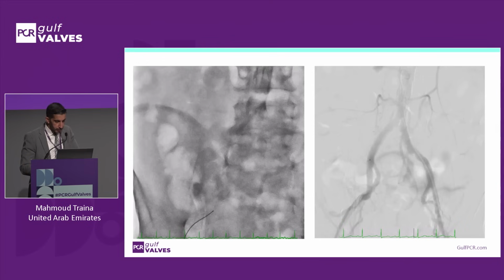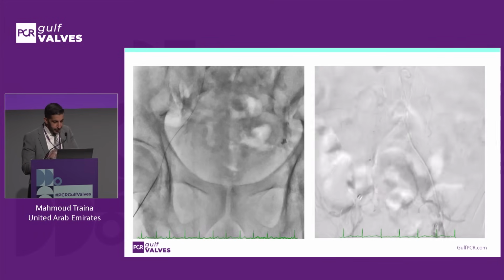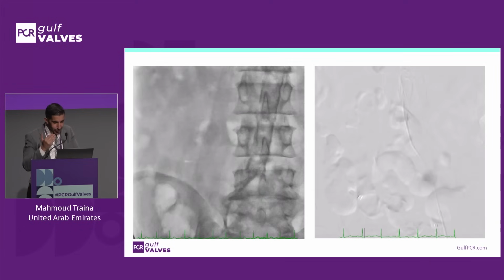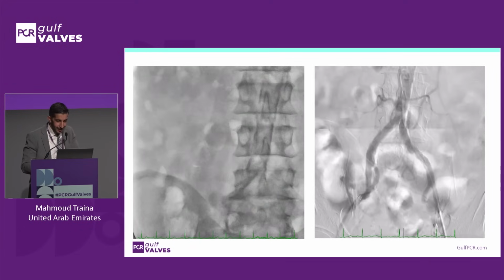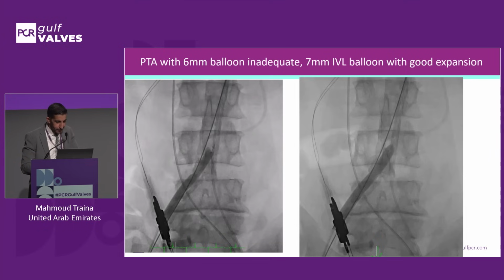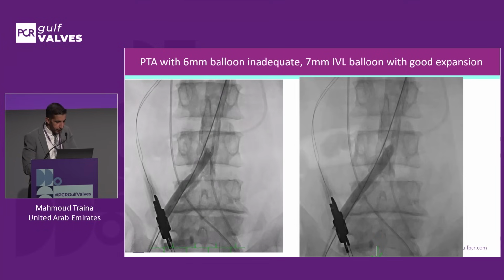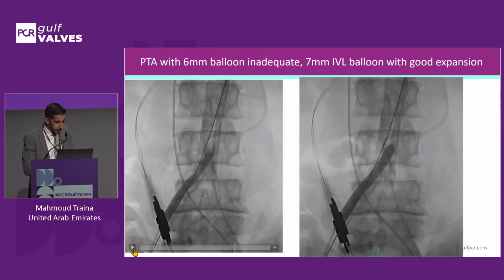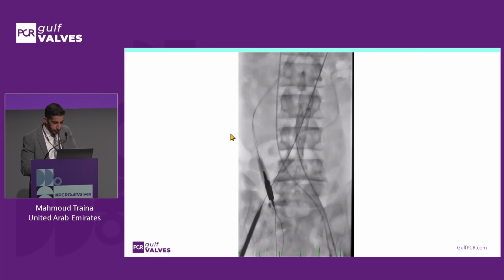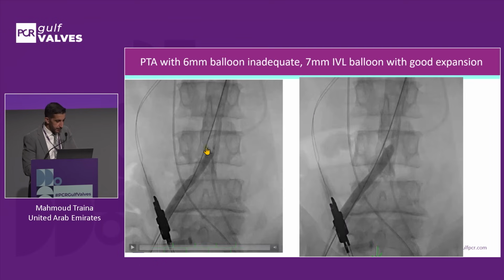So the peripheral doesn't look too bad when you look at it here. Sorry, I couldn't save an image without DSA, but you can see it on the balloons here. On the left, we have the 6 millimeter balloon, still a big waist here, and I tried to pass a 14 French sheath here, wouldn't pass, and so this is after 5 treatments of the IVL.